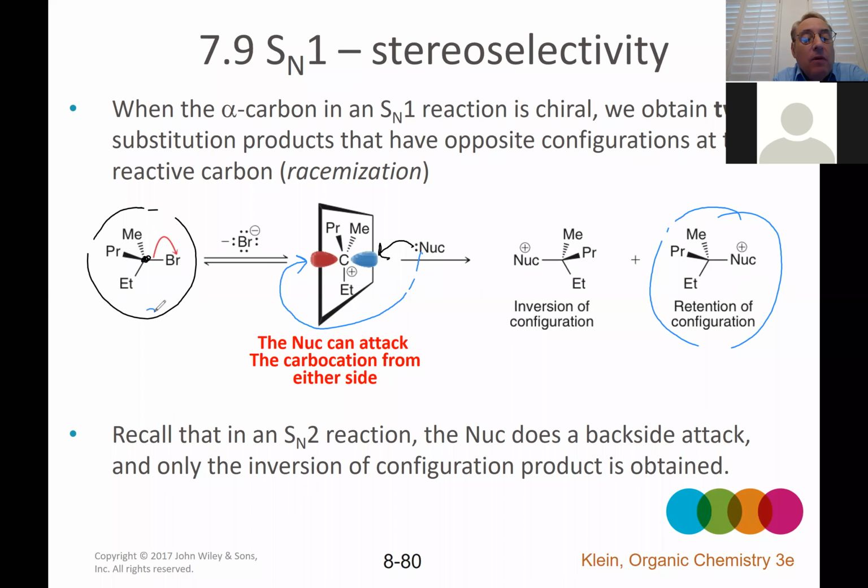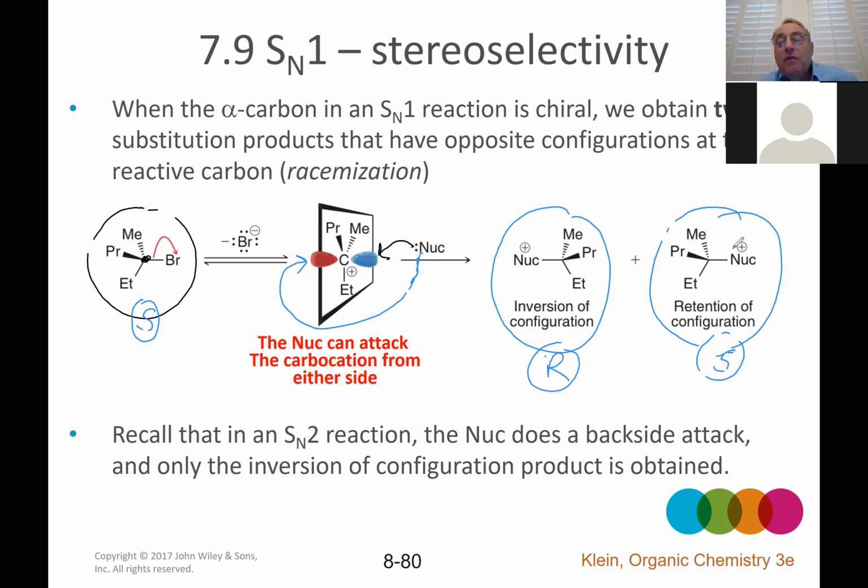If this substrate was S, this will also be S. Right? And now if it comes in from the opposite side of where the bromine started, then the nucleophile will end up in the back side, and you'll have inversion of configuration, and the product will be R. So what do you get here? Well, you get a mixture of these.